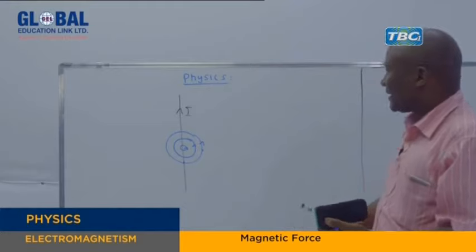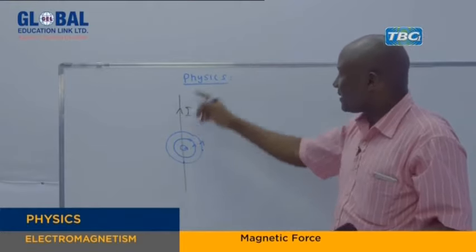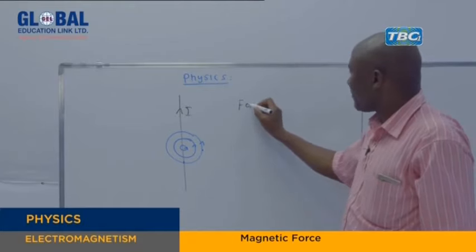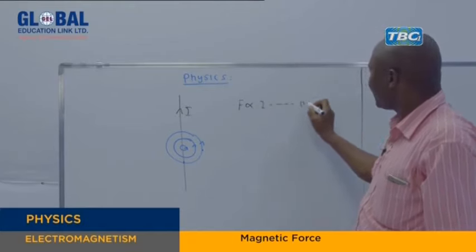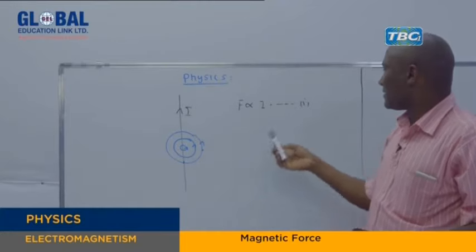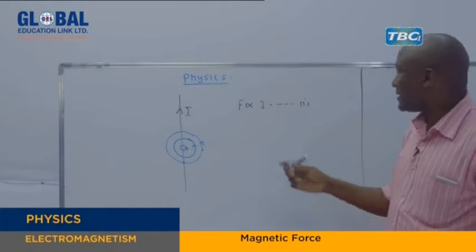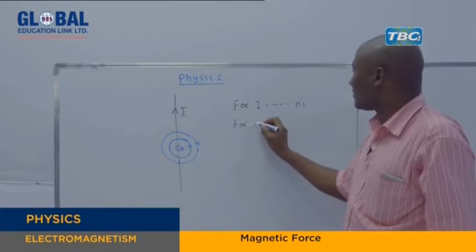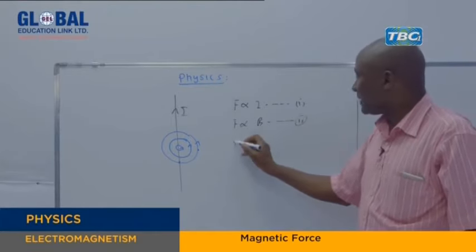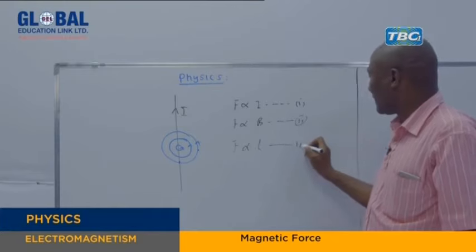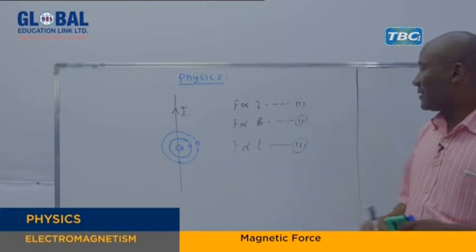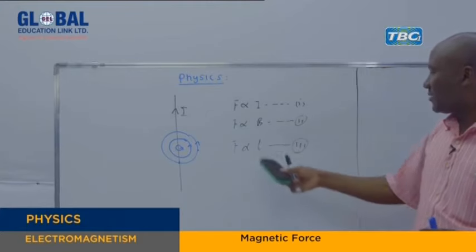And it has been found experimentally that this wire carrying current experiences a force which is proportional to the current. So when the current increases, the magnetic force will also increase. And we saw that the magnetic force also depends on the magnetic flux density, and also it depends on the length of the conductor. So if you have a short wire, short conductor, the magnetic force will be affected.